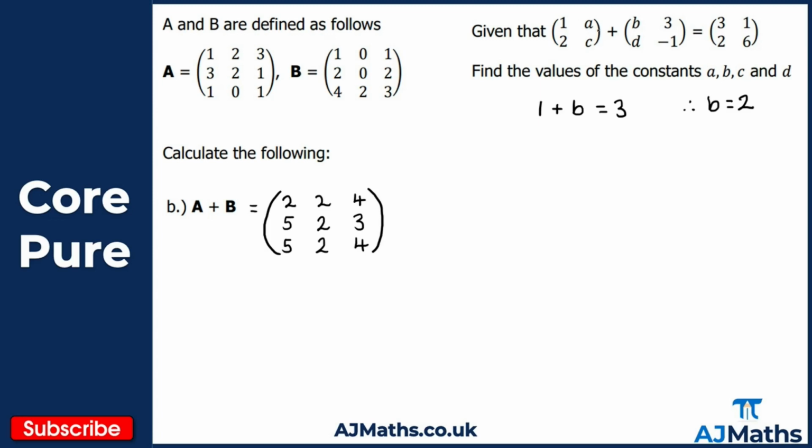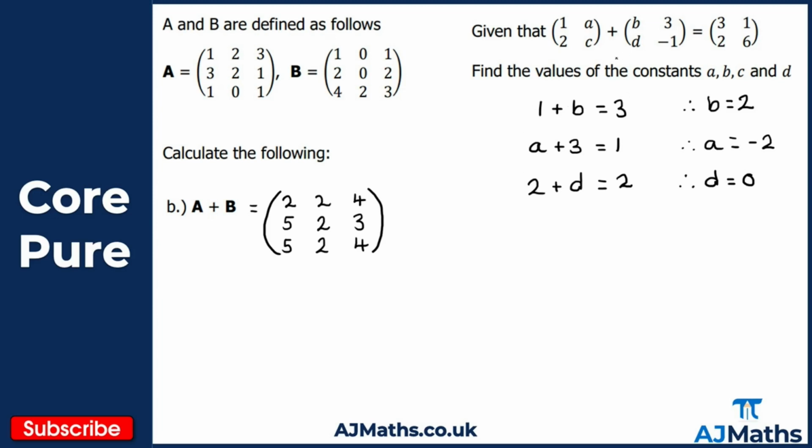Now if we go along here, a plus 3 is equal to 1. So solving this equation, a is equal to 1 minus 3, giving me minus 2. Going along now to the bottom left element, 2 plus d is equal to 2. Therefore, d must be equal to 0.